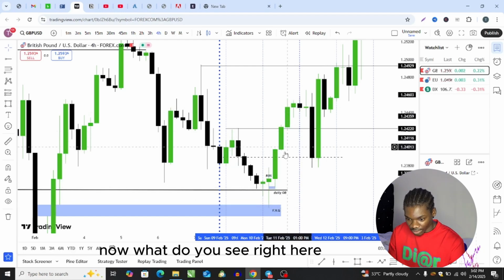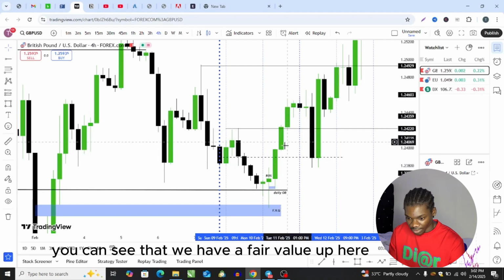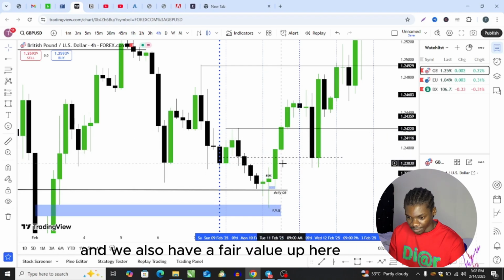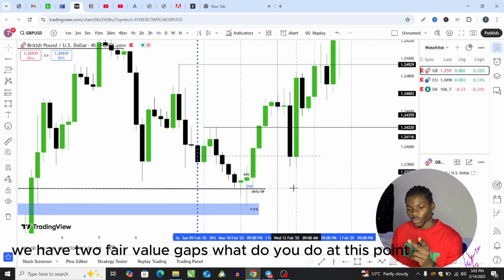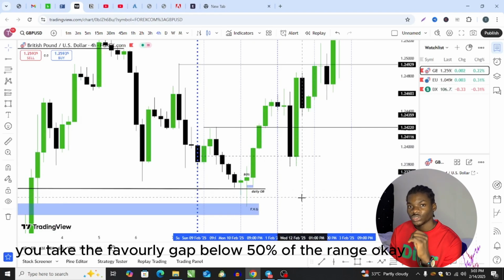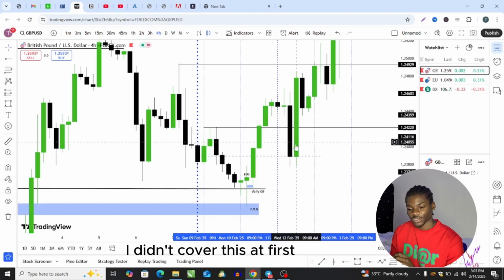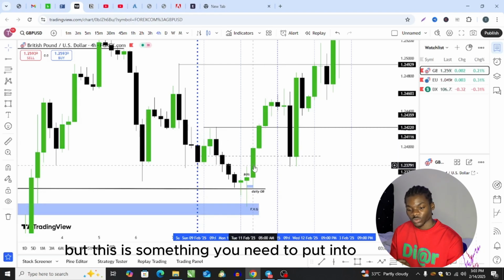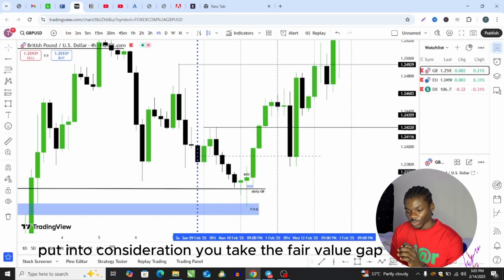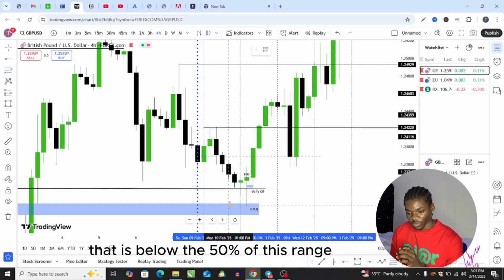Now, what do you see right here? You can see that we have a fair value gap here, and we also have a fair value gap here. We have two fair value gaps. What do you do at this point? You take the fair value gap below 50% of the range. I didn't cover this at first, but this is something you need to take into consideration. You take the fair value gap that is below the 50% of this range.